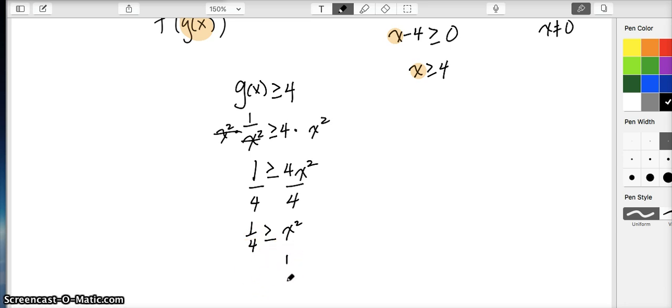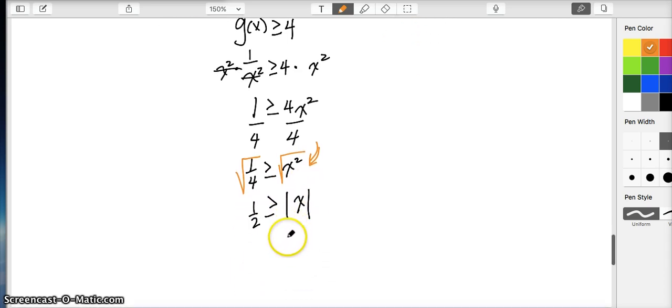But I can say that the absolute value of x, which is the square root of x squared, has to be less than or equal to 1/2. Are you guys with me? I had to take the square root of both sides, but when I do that, I have to keep in mind that x could have been negative. So what I'm comparing this to is the positive version of the answer. That's why I put absolute value signs around there.